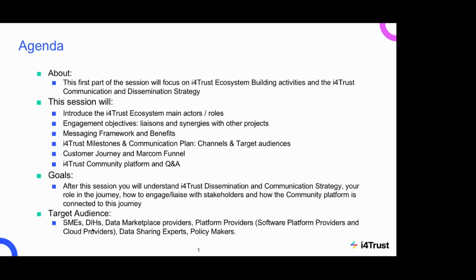We will introduce quickly these ecosystem main actors and the roles beyond the DIHs and SMEs, and present some liaison strategies to understand a bit the ecosystem that we want to build. Which kind of organizations and associations are we planning to work with in order to position the I4Trust value proposition in the market, that at the end is one of the main objectives. We will have a quick look into the messaging framework and benefits, because when talking about communication and dissemination, we are building a brand, so it is nice to see which are the common messages that you will see all the time, even in communication kits and different materials that we will share with you.